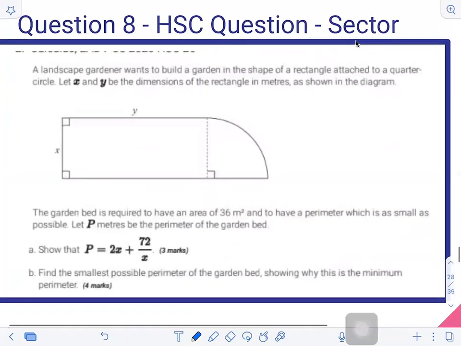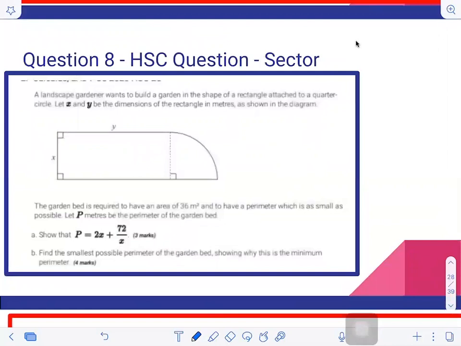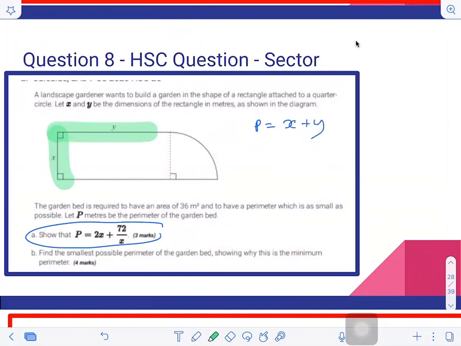Okay, so the next one. All right, so looking at this here. So we have show that P equals that. So P is your perimeter. So your perimeter would be X plus Y, so X plus Y, plus whatever that arc length is.